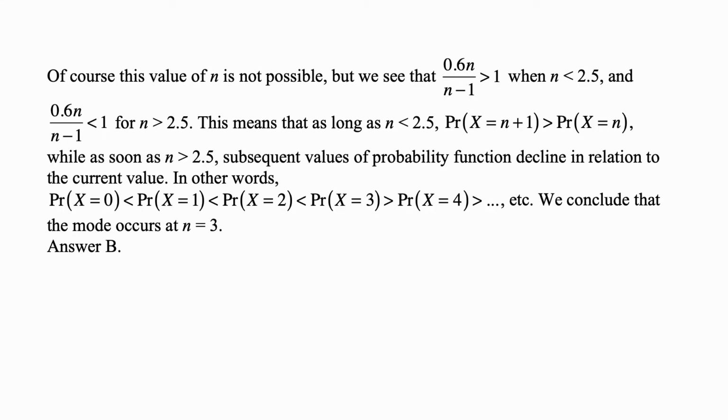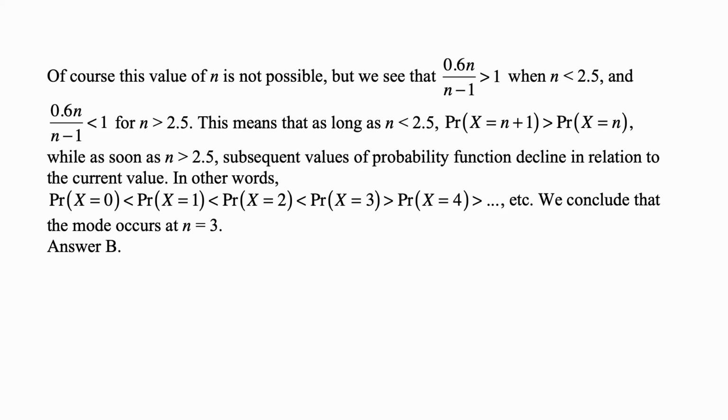Well, of course, this value of n is not possible, but we see that 0.6 n over n minus 1 is greater than 1 when n is less than 2.5, and it's less than 1 when n is more than 2.5. So as long as n is less than 2.5, probability at x equal to n plus 1 is more than the probability at x equal to n, while as soon as n is more than 2.5, subsequent values of the probability function decline in relation to the current value.